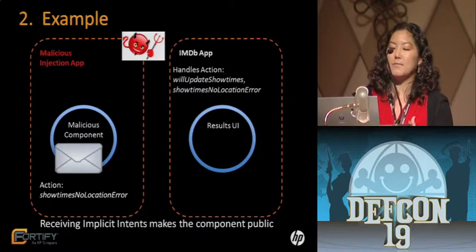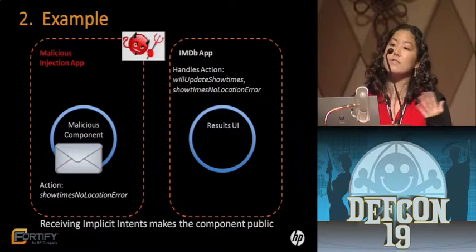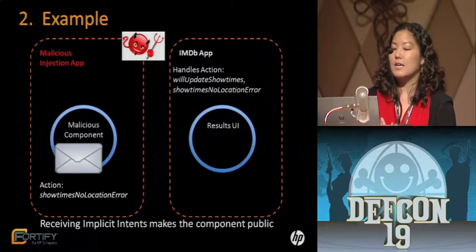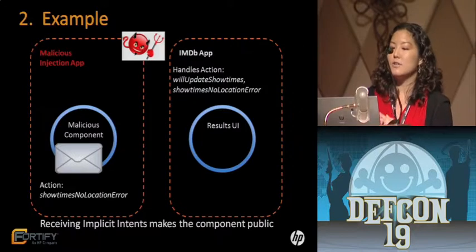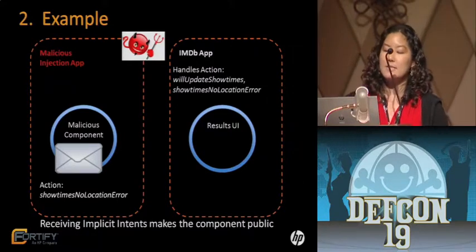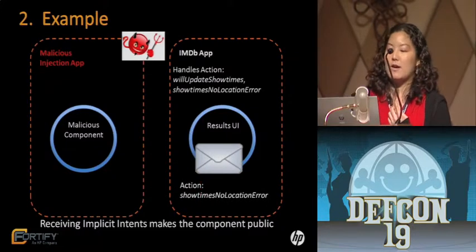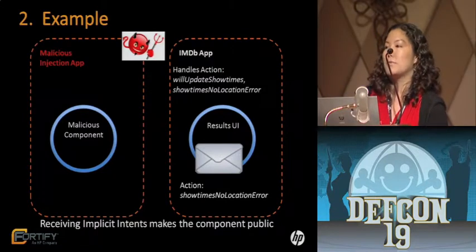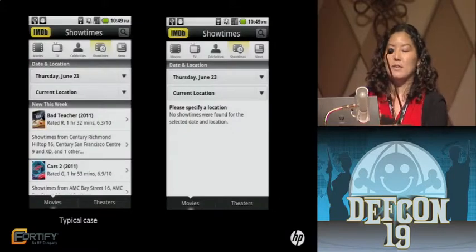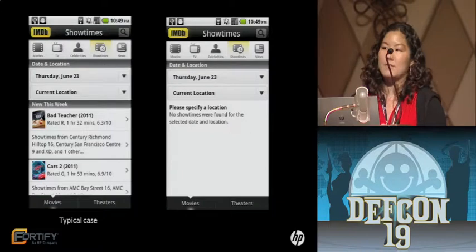So let's go back to the IMDb example. We had the receiving component that updates with show times or says that there's no location error. If you recall, it was receiving an implicit intent, which made that component public. As a result, a malicious application can simply send an intent to that component. It can send it either explicitly or implicitly. If the attacker sends the no location error, then the user will get informed that there are no movie showtimes available. So instead of what you would see on the left, which is a list of all the showtimes, it would be a denial of service. The user would see that there are no movies available.